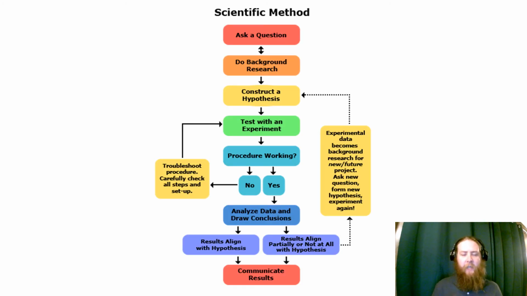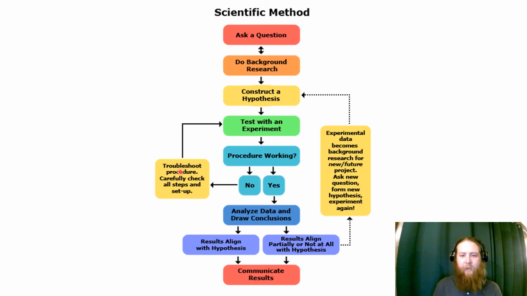All right, here's the last thing we're going to talk about in 1.3. This is a flow chart of the scientific method, and I want you to note we talked about all these steps: asking a question, constructing a hypothesis, testing an experiment. But I wanted to point out it's not a straight line from asking a question to communicating results. Sometimes you get down here and you're testing an experiment and it doesn't work.